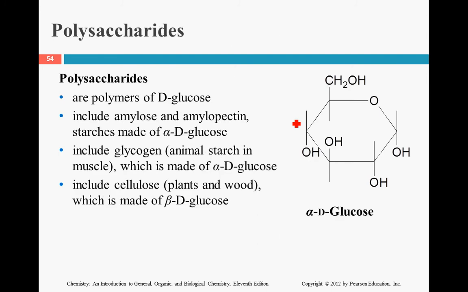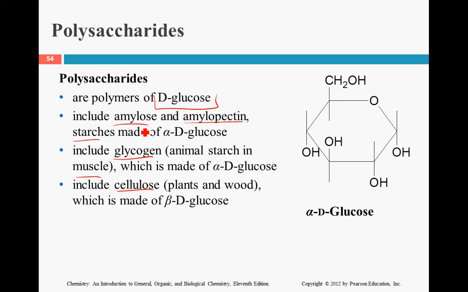So the polysaccharides that we're going to be talking about are ones with D-glucose as the base. We're going to discuss 4 different kinds. Amylose and amylopectin, which are both starches. Glycogen, another starch found in muscle. And then cellulose, which is found in plants.